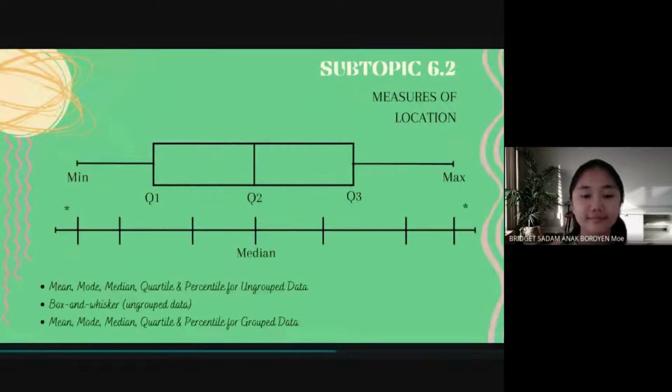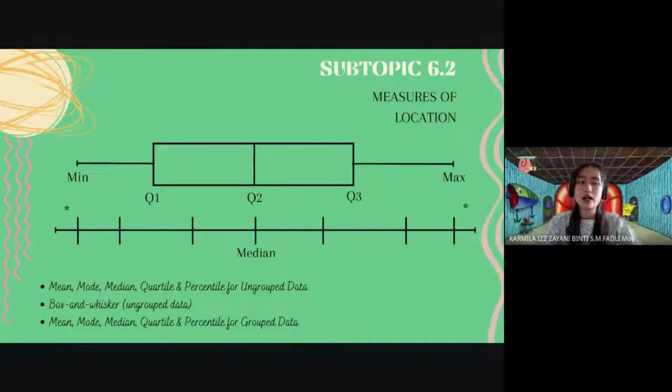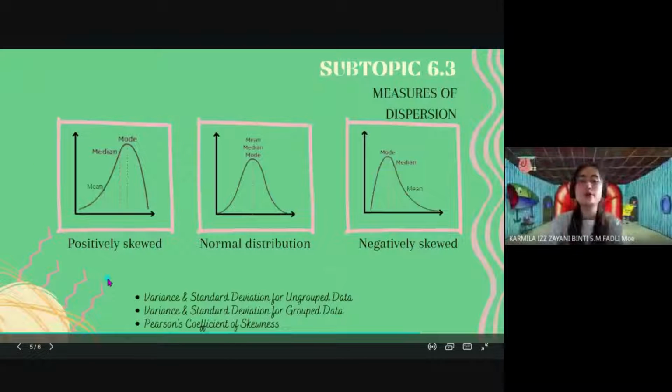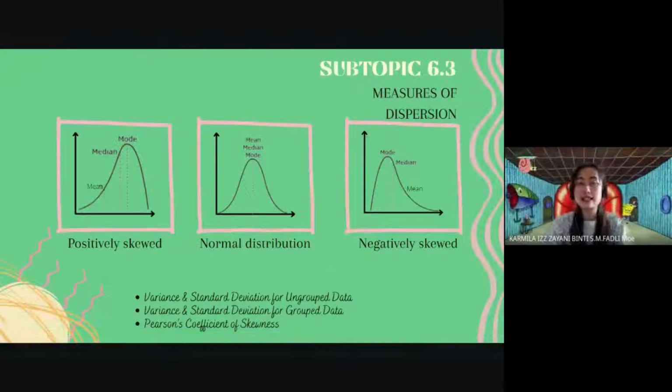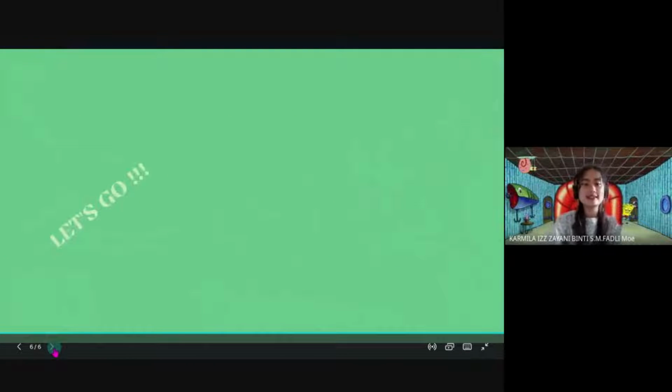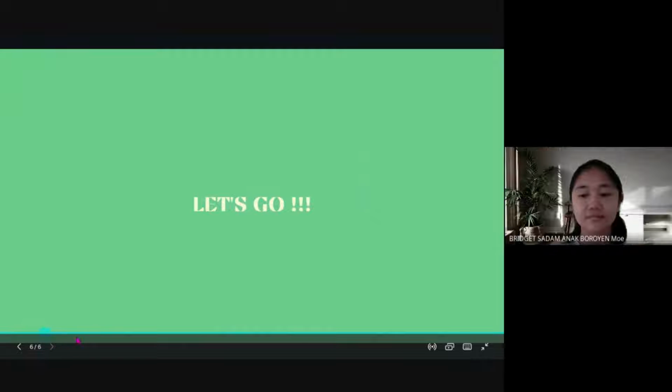Next, in subtopic 6.2, we're going to learn how to find the mean, mode, median, quartile, and percentile for ungrouped and grouped data, and also how to interpret the box and whisker plot for ungrouped data. Lastly, in subtopic 6.3, we're going to learn about the variance and standard deviation for grouped and ungrouped data, and also the percent coefficient of skewness, which we'll use to work with these 3 graphs. So without wasting any time, let's get started. Let's go.